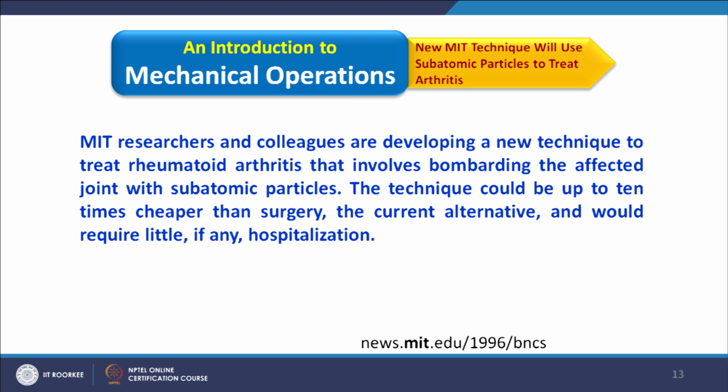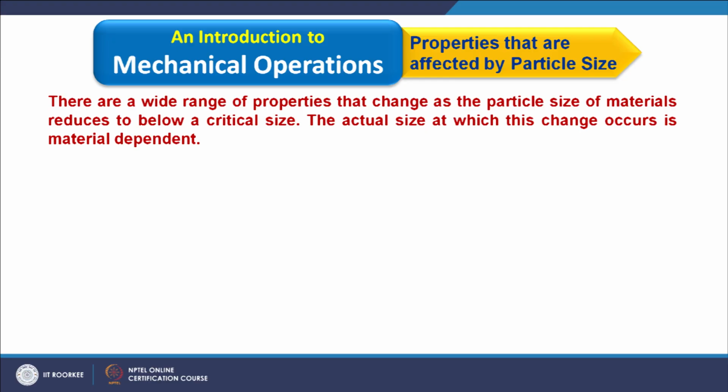Further, I am having the properties that are affected by the particle size, which I discussed in the beginning: when we have different particle sizes, the properties of the material change significantly. Now, what are the properties that change? There is a wide range of properties that change as the particle size of a material reduces below a critical size, and that critical size depends on the material.